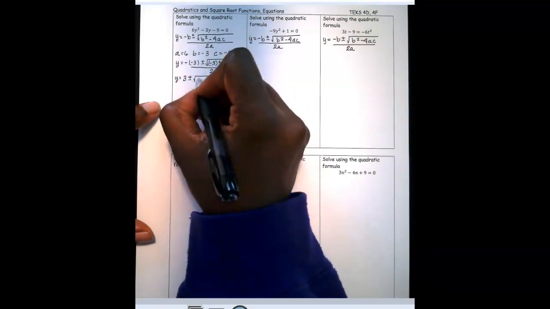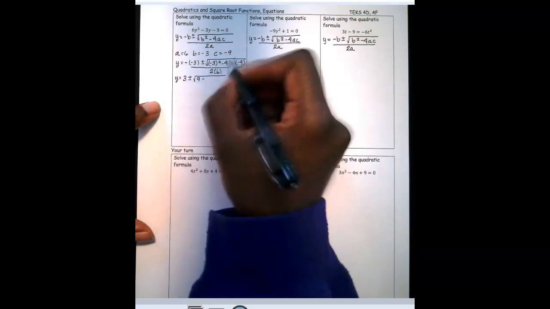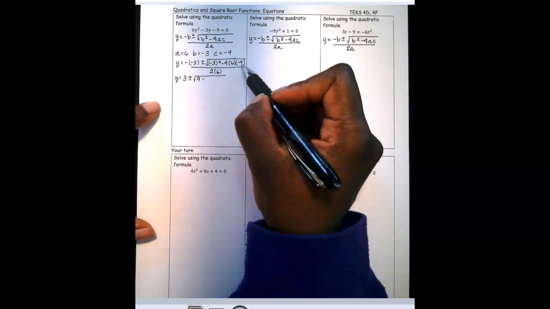So now we're just going to simplify. The opposite of negative 3 is 3, plus or minus. Well, negative 3 squared is 9. Now, notice here I've got negative 4 times positive 6 times negative 9. This is going to be a positive result, so I'm going to put plus, and all of that happens to be 216.